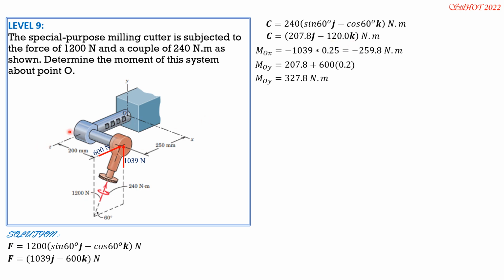Then this is the z-axis. If this is your right thumb, the positive sense is in that sense. 600 is parallel to, so it has no moment, just this 1039. And since the sense of moment about the z-axis positive is in that sense, same as 1039 times 0.2. So it is negative 120 plus 1039 times 0.2. So therefore, MOZ is 87.8 Newton meter.